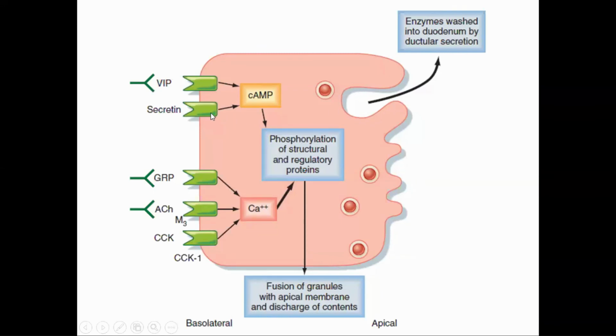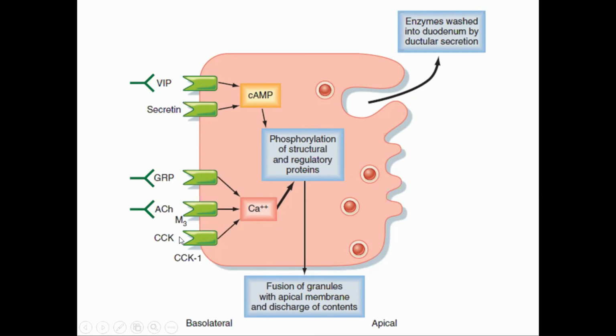Okay, right? Secretin causes an increase in cyclic AMP level. Whenever cyclic AMP increases, it causes the translocation of the synaptic vesicles, which consist of the pancreatic enzymes, into the apical cell. Secretin increases the cyclic AMP level and it causes fusion of the synaptic vesicles into the apical cell.